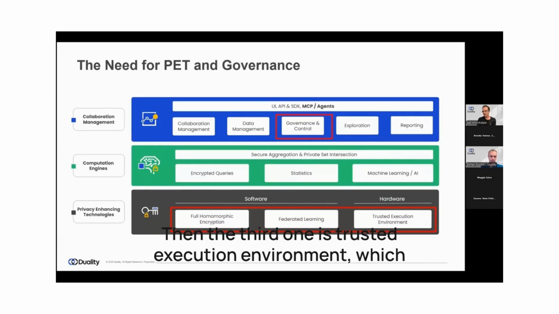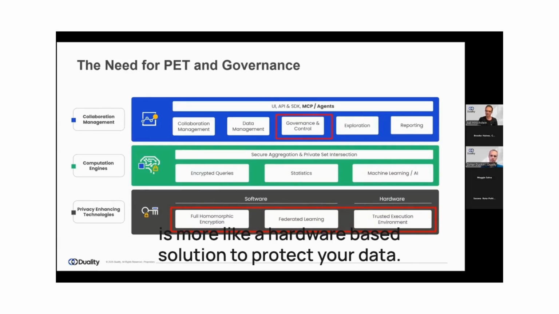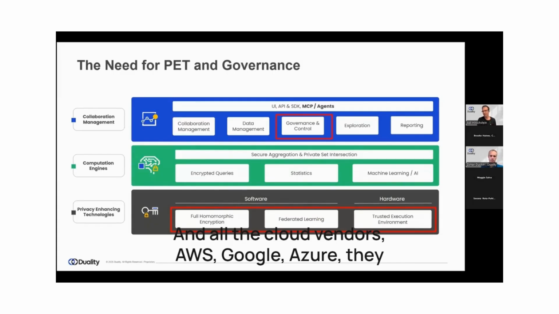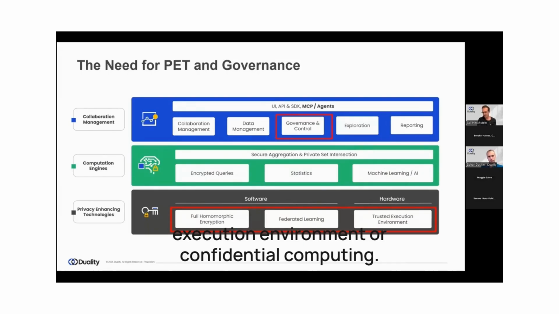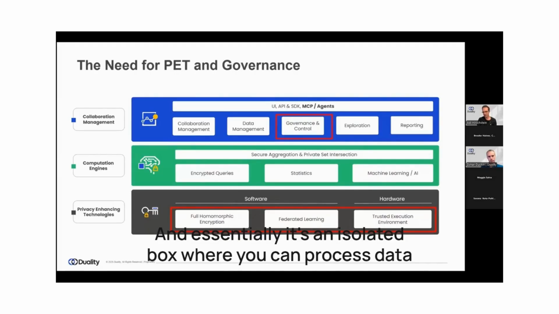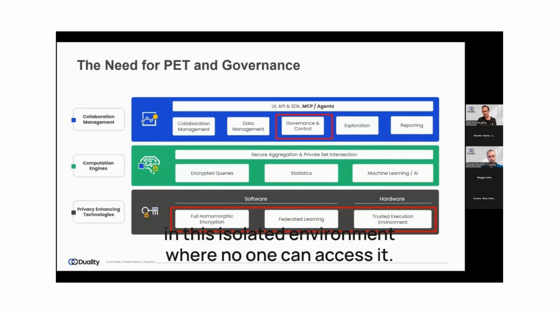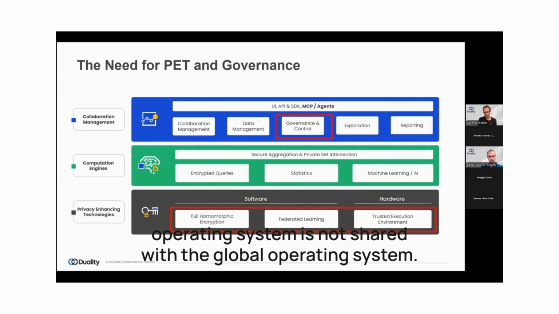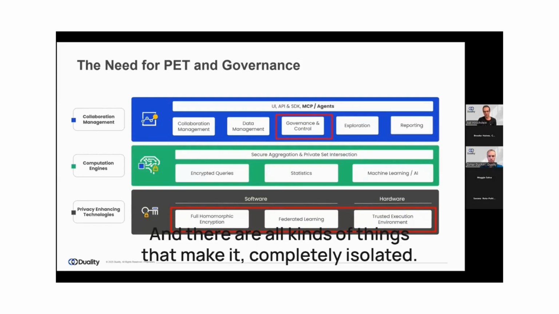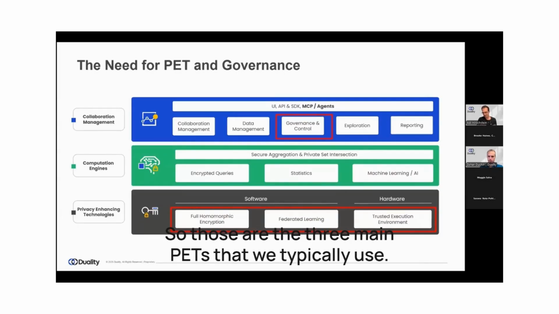The third one is the trusted execution environment, which is more like a hardware-based solution to protect your data. All the cloud vendors, AWS, Google, Azure, provide those unique servers that are called trusted execution environment or confidential computing. Essentially, it's an isolated box where you can process data in an isolated environment where no one can access it. The memory is encrypted, and the operating system is not shared with the global operating system. There are all kinds of things that make it completely isolated. So those are the three main PETs that we typically use.